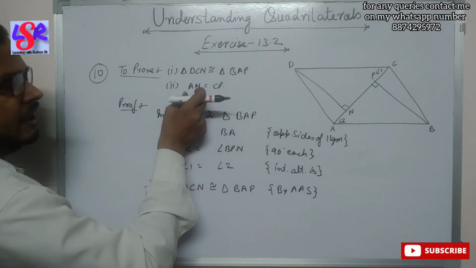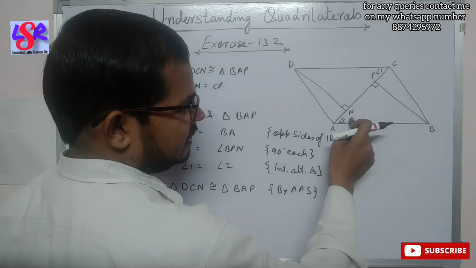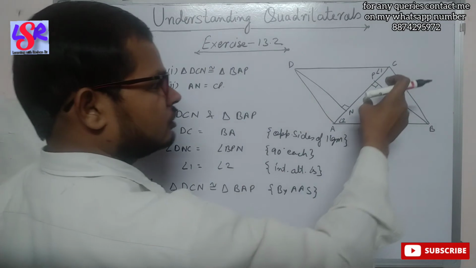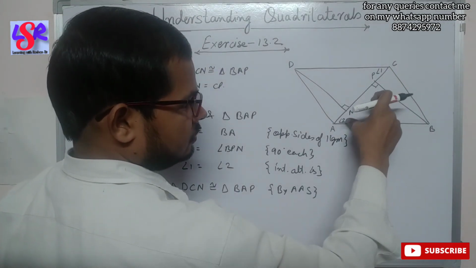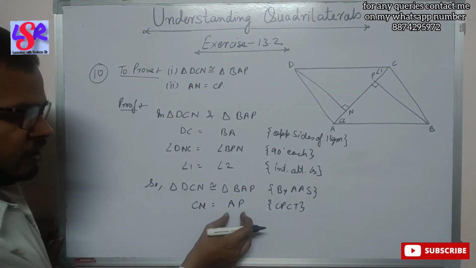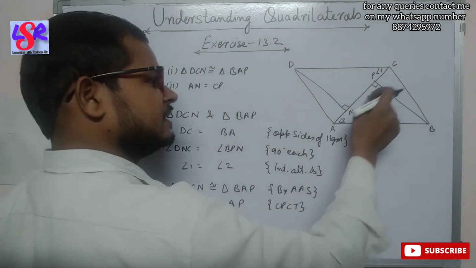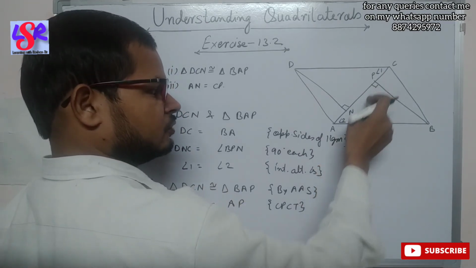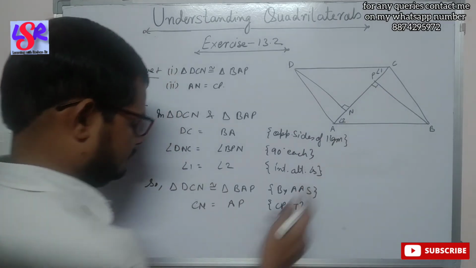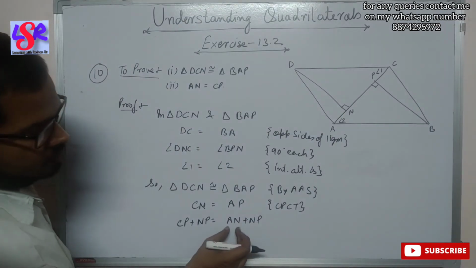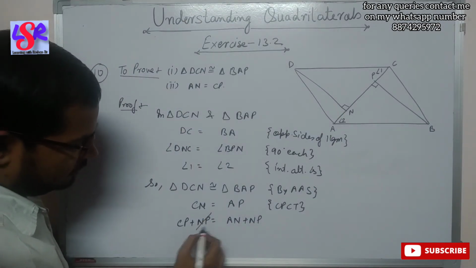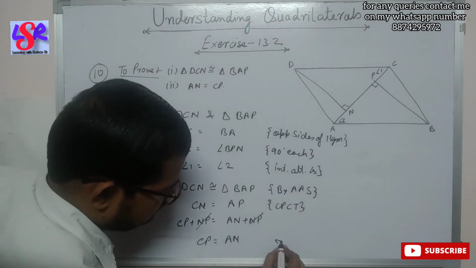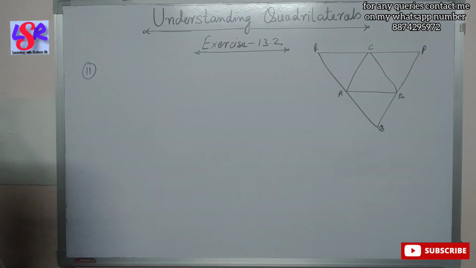Now we have to prove that AN equals CP. For that, we see that AN and CP are both not part of the triangles we have proved, so first we are going to prove that CN equals AP. Here we have proved CN equals AP by CPCT. Now we see that in CN we have two parts, CP and PN, and similarly in AP we have two parts, AN and NP. So we have CP plus NP equals AN plus NP. Now we can cancel NP from both sides and we are left with CP equals AN. Hence proved. Now let's move to question number 11.